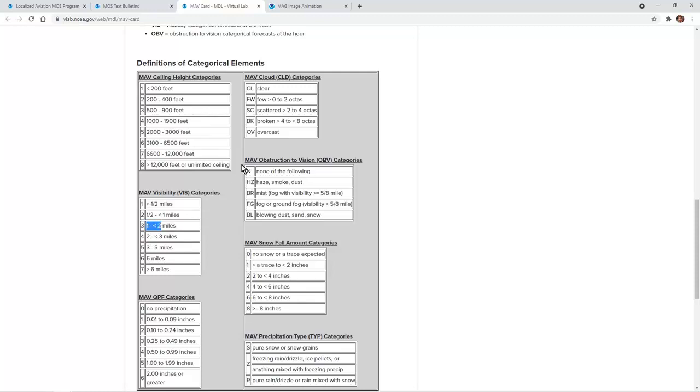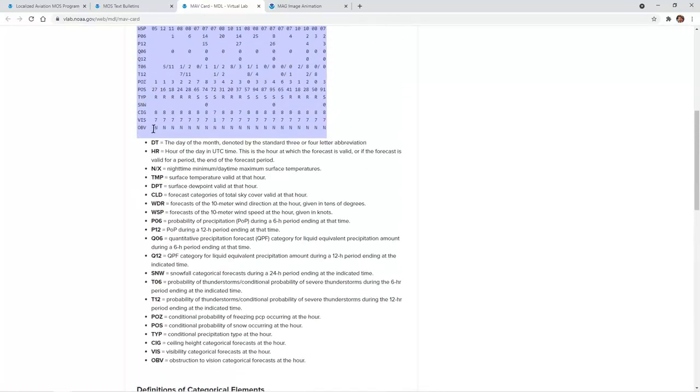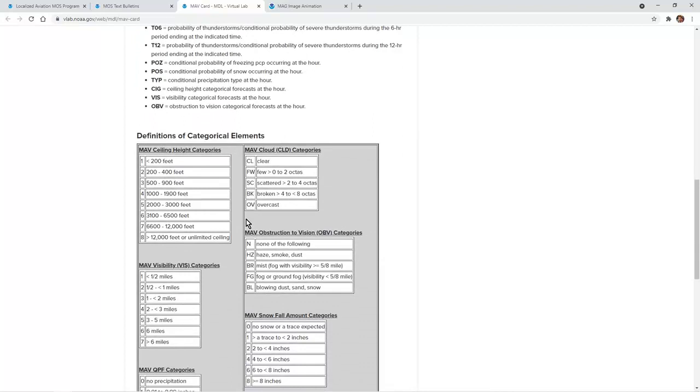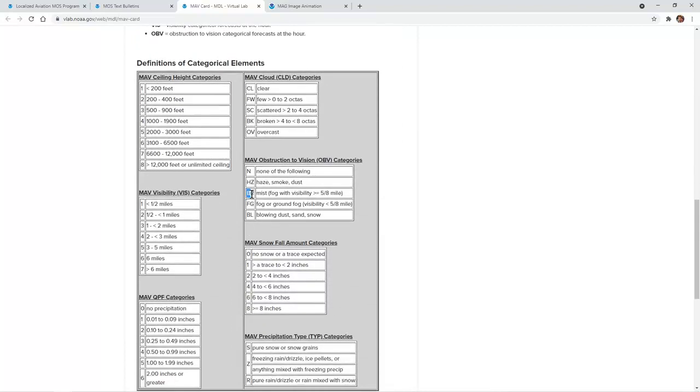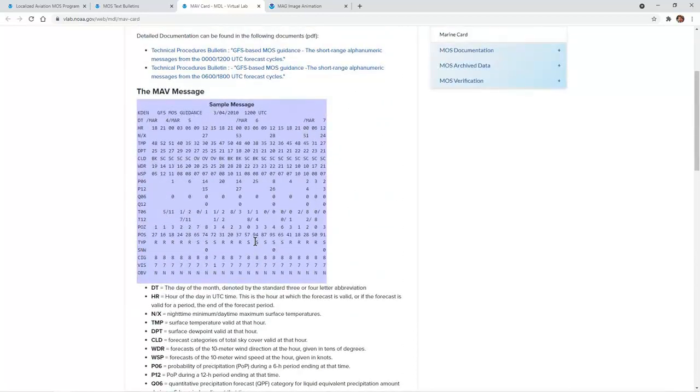You can also see other aspects here. For instance, obstructions to visibility are also shown. You can see that here at the very end. If there's no obstructions to visibility, you'll see a bunch of N's. But it could be that it's due to mist or fog or haze. That's also part of it as well. So pretty nice overall if you can do that decoding.